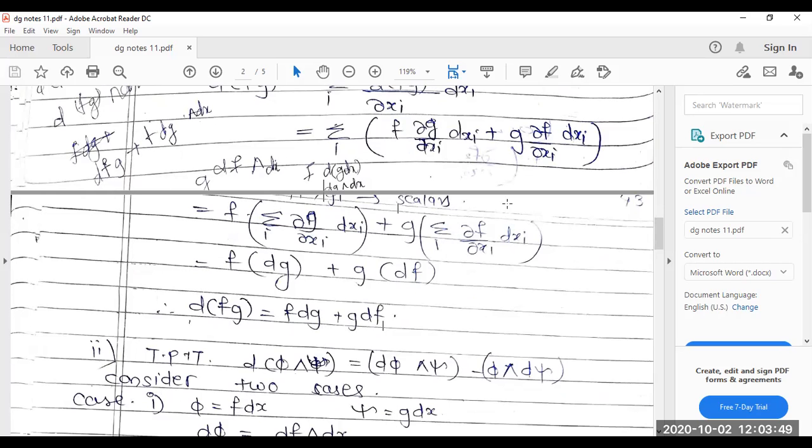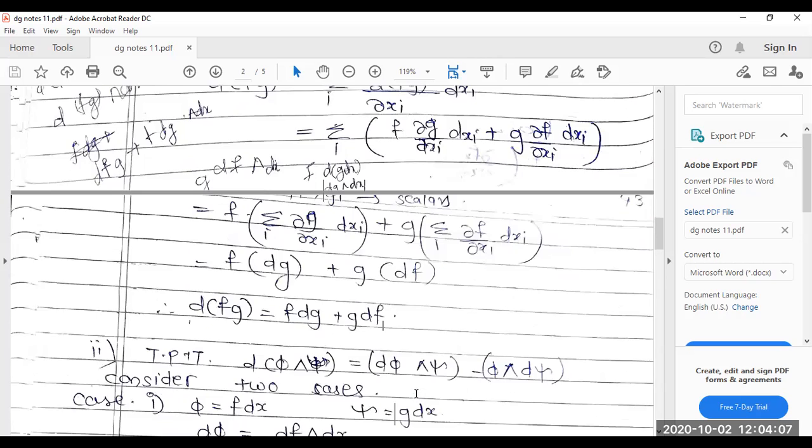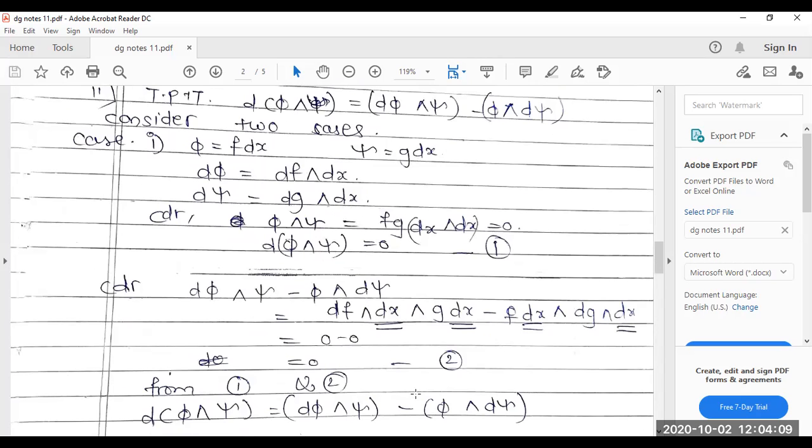So in the bracket, whatever expression we are getting, if you see here, these are nothing but your dg. This is the summation over i of dou g by dou xi dxi, and in this expression, instead of f we have g, so we can write this is dg and this is df, and hence we have proved the first property. Now let us go for the second one.